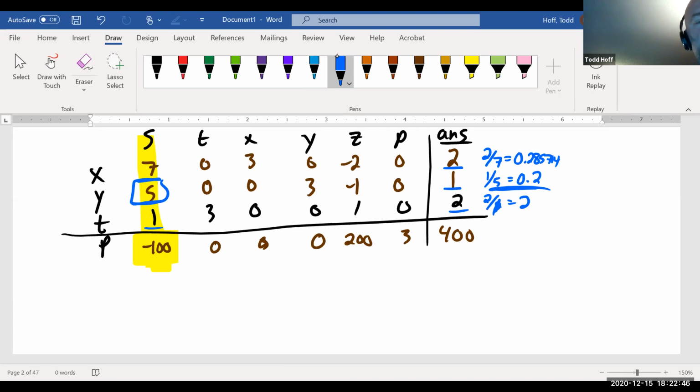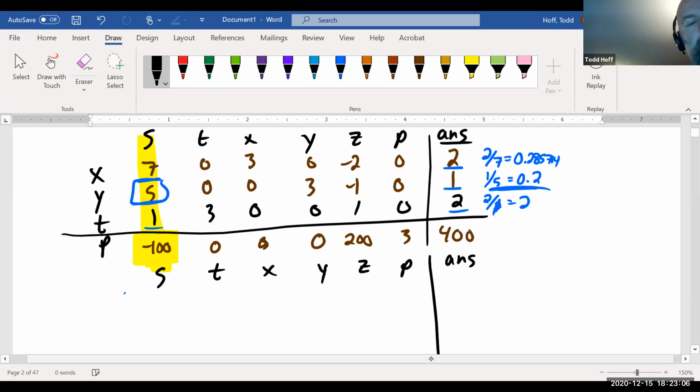So once again, we need to use that to eliminate the other numbers in that row. We're going to turn all those other numbers into zeros. I'm going to rewrite my column labels again. S, T, X, Y, Z, P, and answer. For row X, I have a 7 and I have a 5. So I'm going to do 5 times X plus negative 7 times row Y. So I'm going to multiply row X by 5.